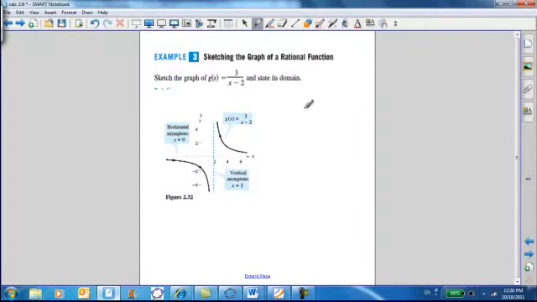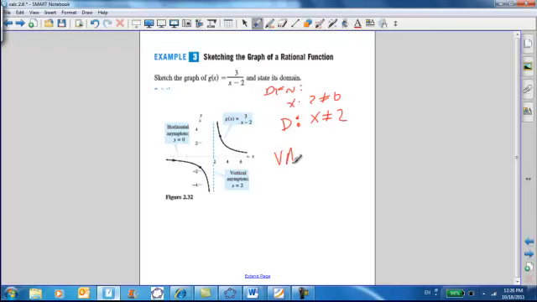3 over x minus 2 and state its domain. Well, the domain restriction is going to come from the denominator here. The denominator, x minus 2 cannot equal 0, so x cannot equal 2. So there's your domain. That's the domain, and here's the sketch.